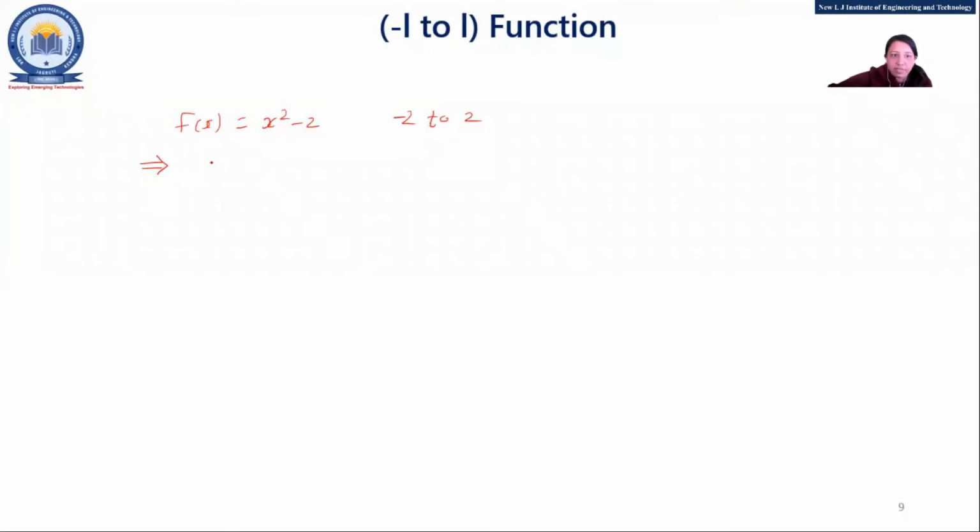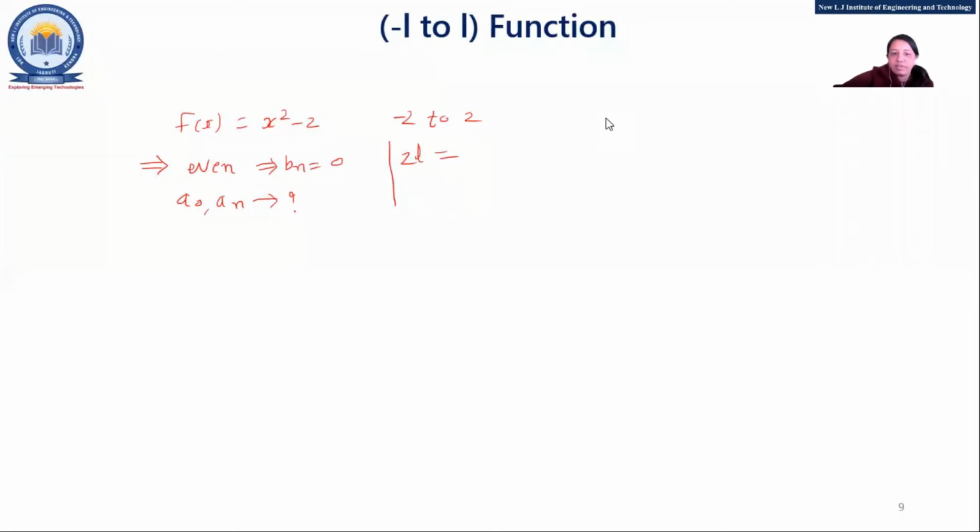Now whenever the function is even, your Bn will become 0. So you have to calculate A0 and An, two things you are supposed to find out. Now we'll talk about L. What is the value of 2L first?